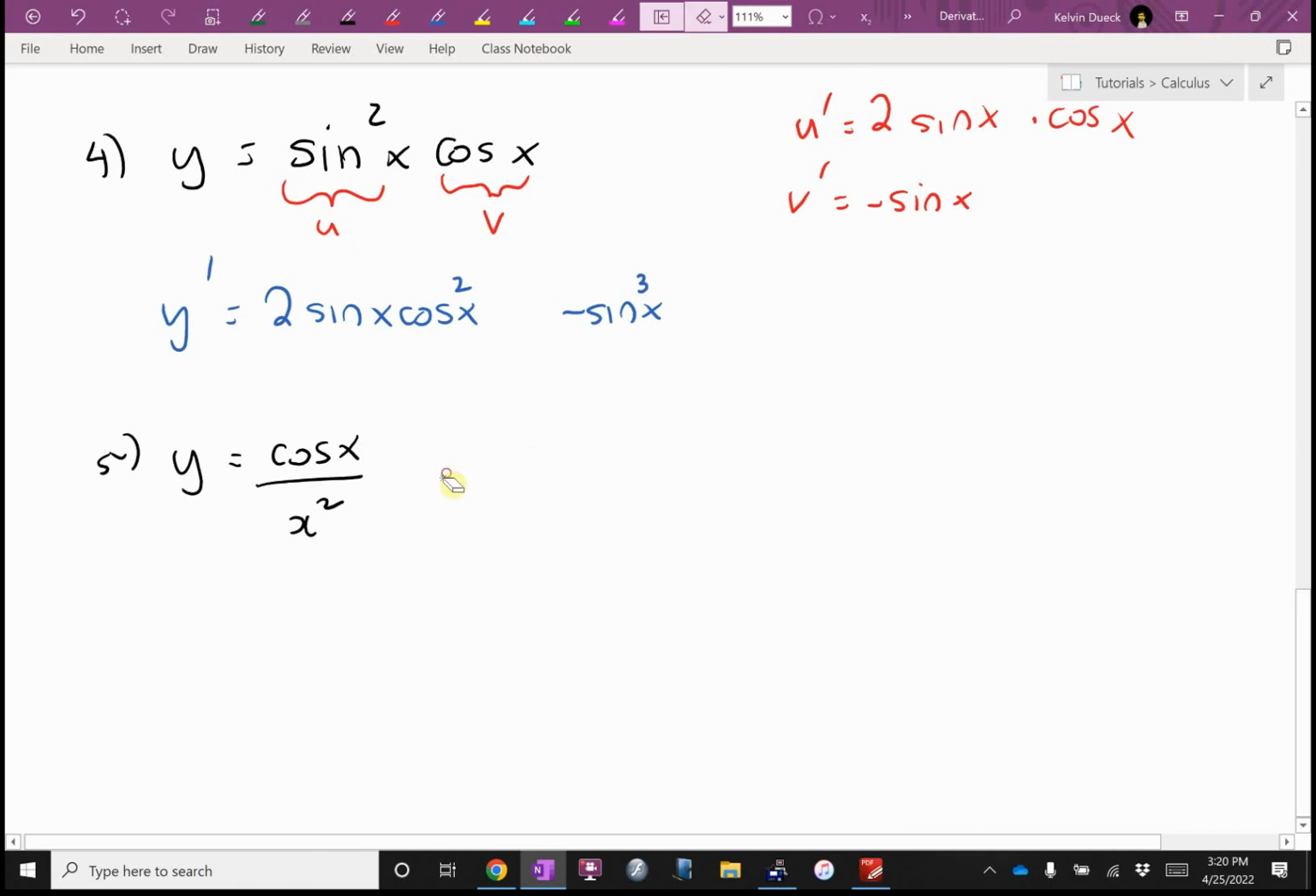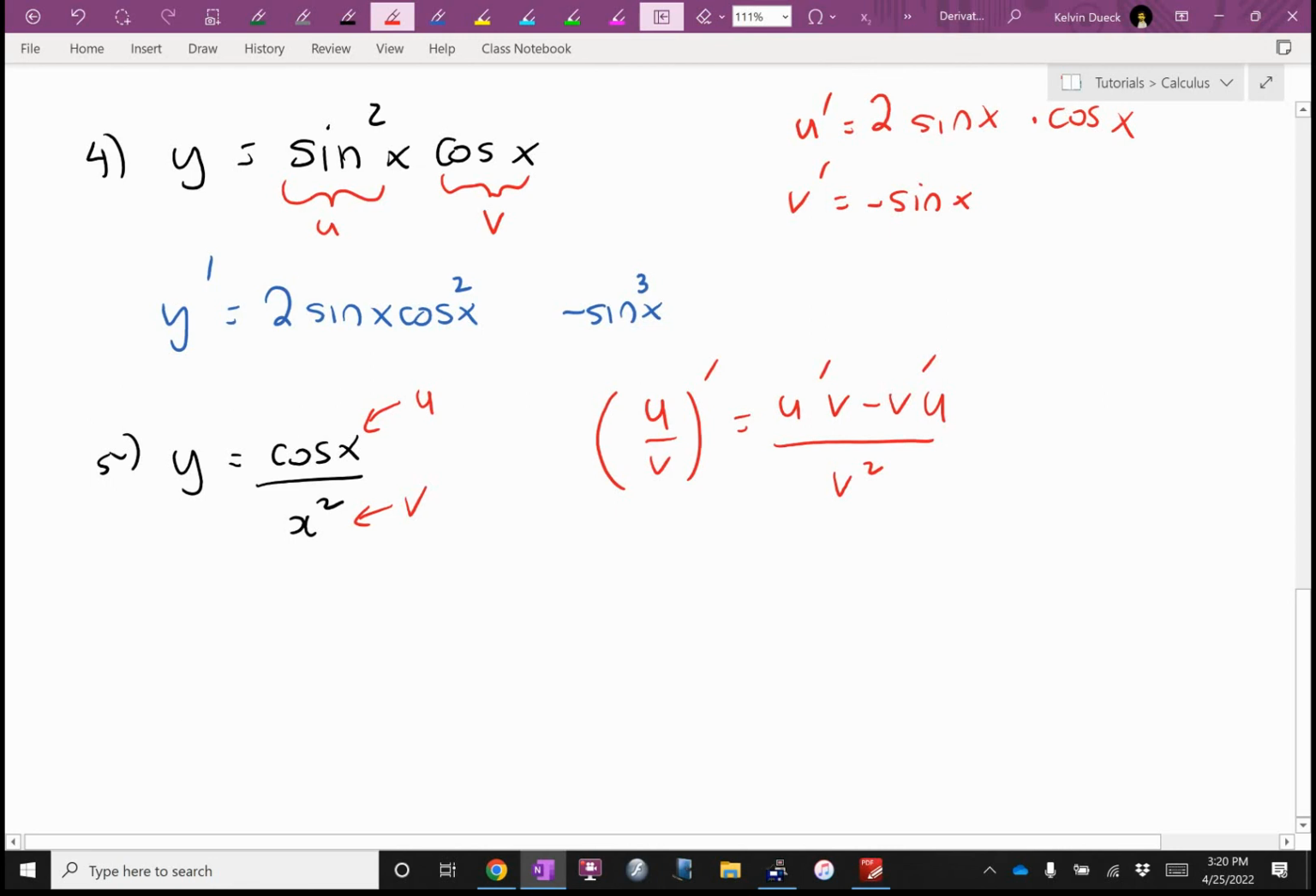Well, quotient rule. I guess that's u. I guess that's v. And the quotient rule says what? (u/v)' is, I'm reading, (u'v minus v'u) over v squared. U prime v minus v prime u over v squared.